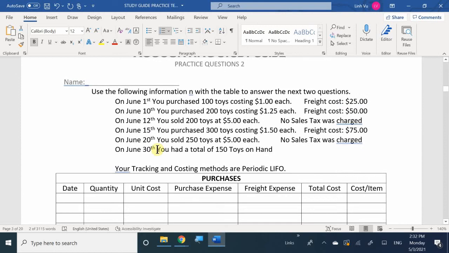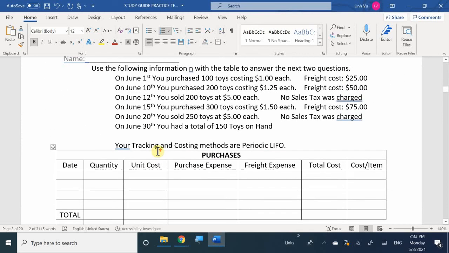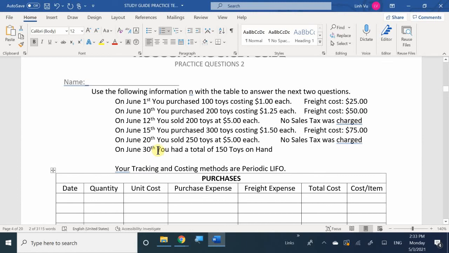Okay. So for the rest of the questions, we're going to go ahead and do the examples here. I have an example. A couple of things you need to know about this example: the tracking and costing method is going to be periodic, and it is LIFO. So let's go through the example.